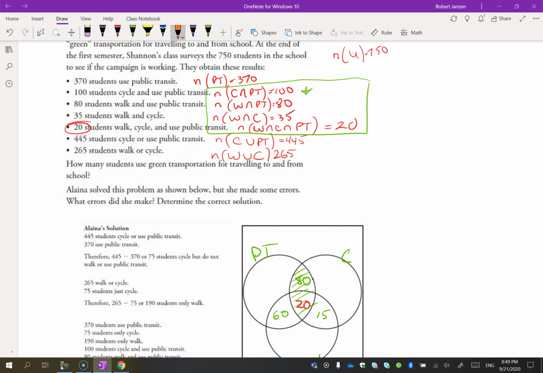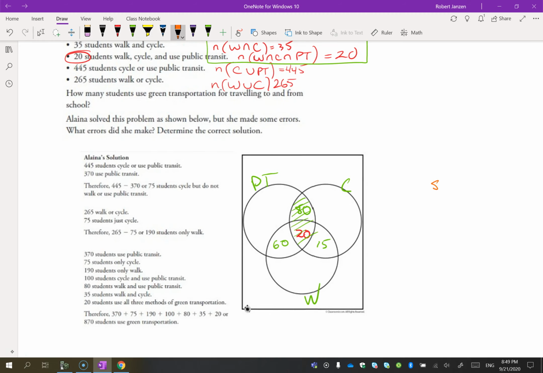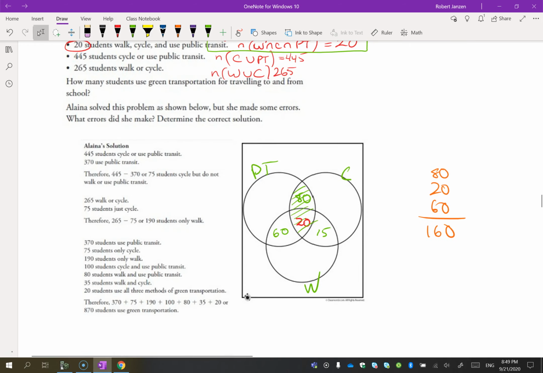And let's go and look at this one. The number that use public transportation is 370. Well, if I add up 80, 20, and 60, this is 160 that use public transportation, but it says 370 do. So this must be 210, right? 370 take away 160 is 210 that use only public transportation.